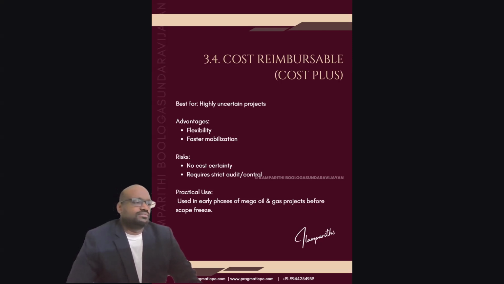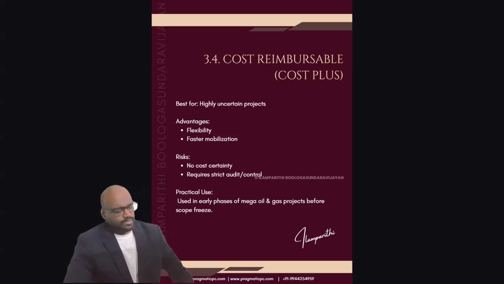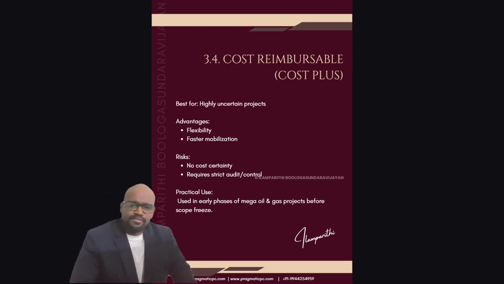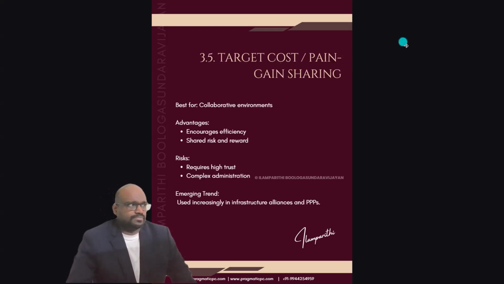Practically, it is used in the early phases of mega oil and gas projects before the scope phase, mainly during the FEED or pre-FEED stage. The next is target cost or gain sharing, which we also call pain sharing. It is very rare in construction contracts, because it is used only in very collaborative environments, high-level collaborative environments. It encourages efficiencies, and shared risk and rewards.